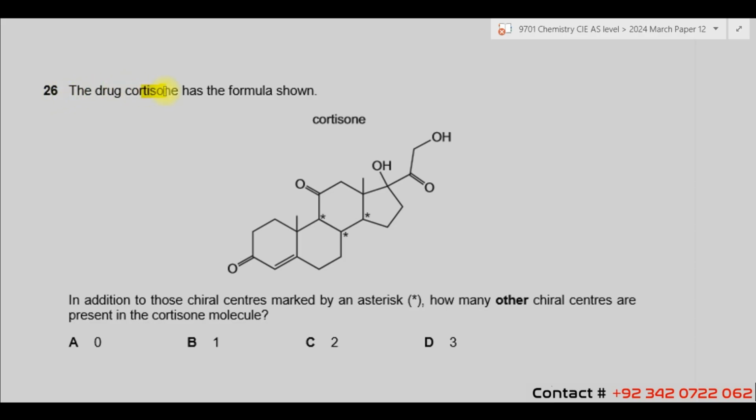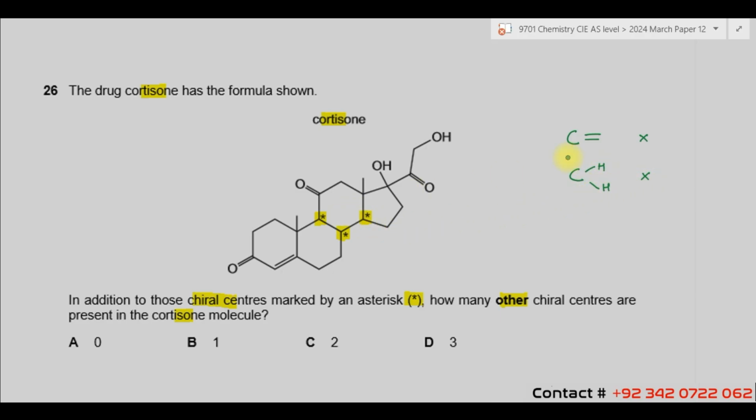The drug cortisone has the formula shown. In addition to those chiral centers marked by an asterisk, this one and this one, how many other chiral centers are present in cortisone molecules? For a chiral center, there must be a chiral carbon. So if a carbon is making a double bond, it is not chiral. If a carbon is attached to 2 hydrogen atoms, it is not chiral.